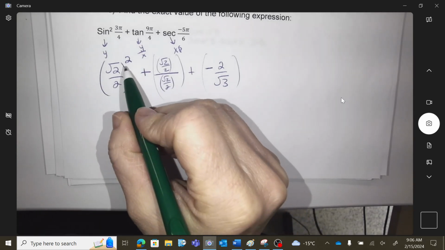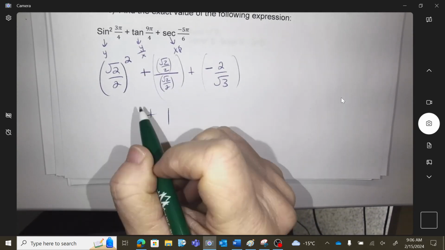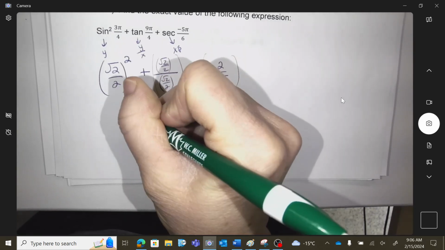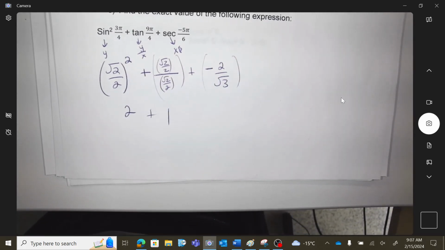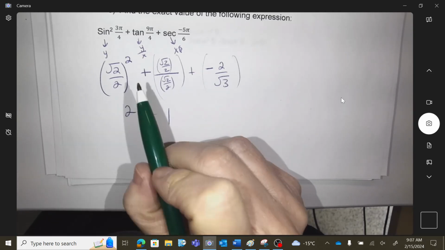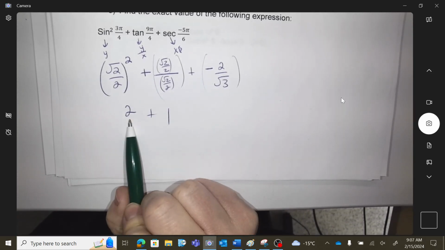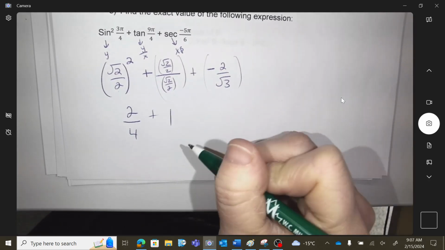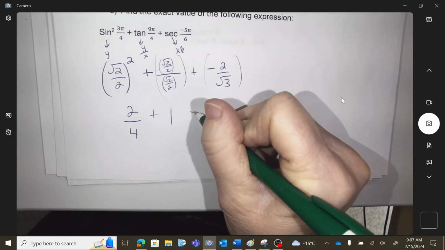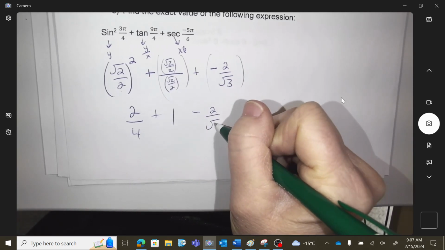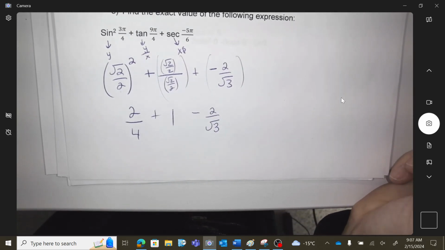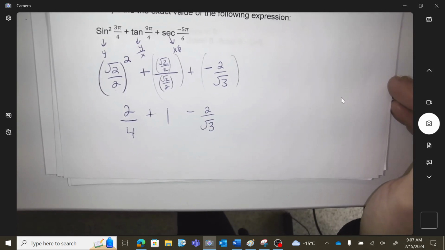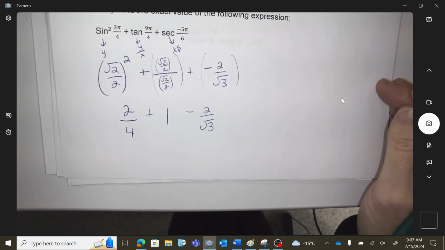Okay, I'm going to square this. So root 2 squared, it's just 2, right? Squaring a square root. And then the bottom has a 2 squared, so the bottom is 4. Oh, I gave you some really ugly math here. Probably wouldn't put something like this on the test.